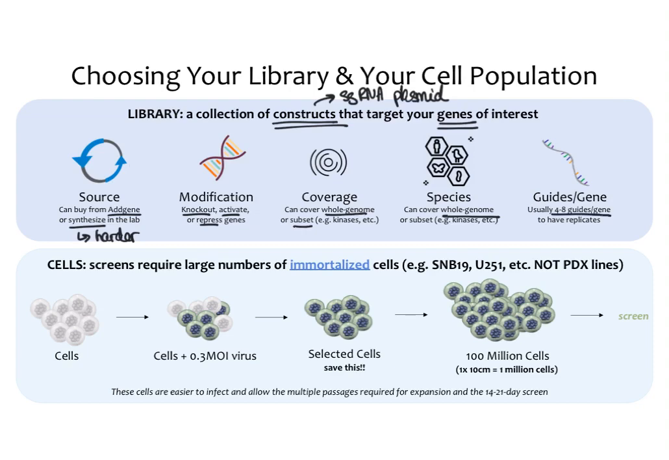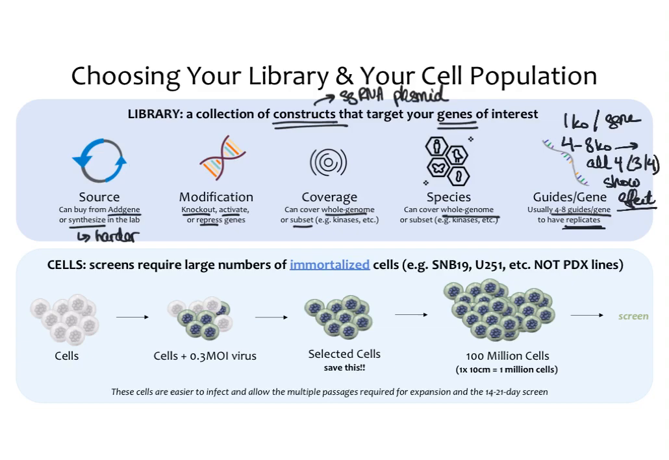So if you buy a library, it almost always has 4 to 8 guides per gene. And this is to allow it to have replicates, because you don't want to do just one knockout. If you did just one knockout for every single gene, that knockout might show an effect, but that effect might not be real. It might just be an artifact of the guide. The guide might be mistargeted. There might be something wrong. So having 4 to 8 knockouts allows you to see if that knockout is actually doing something that's real. So if all 4 knockouts, or at least 3 out of 4 knockouts, show an effect, then you know that it's real. So that's important.